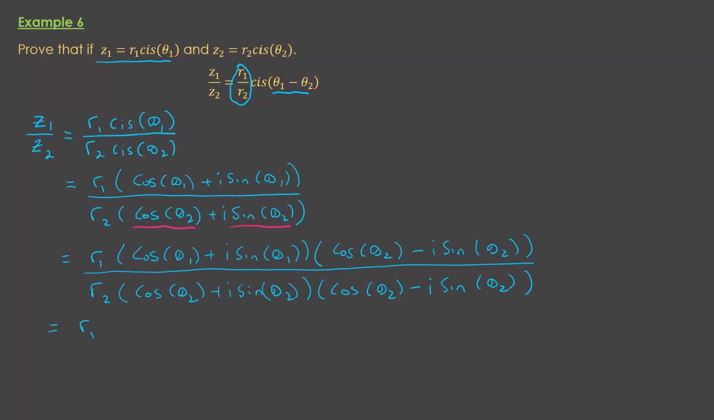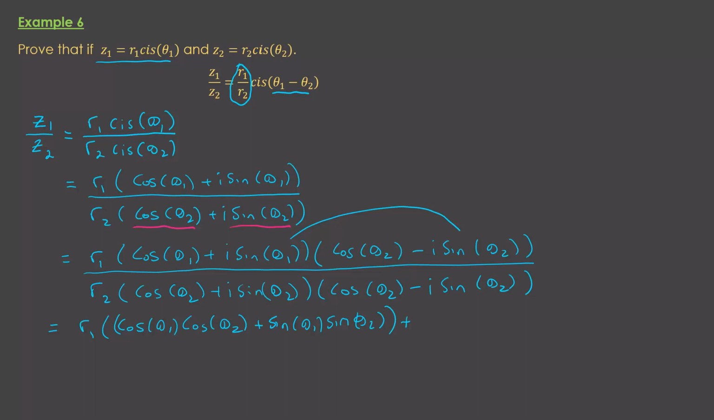Now on the top, what do we get? We've got cos theta 1, cos theta 2. So we're just expanding the brackets. Let's do this next. And we're going to get minus i squared. Now i squared is -1, so that's going to end up being a plus sine theta 1, sine theta 2. And I'm just going to stick a bracket around that because that's going to be the real part of the top.